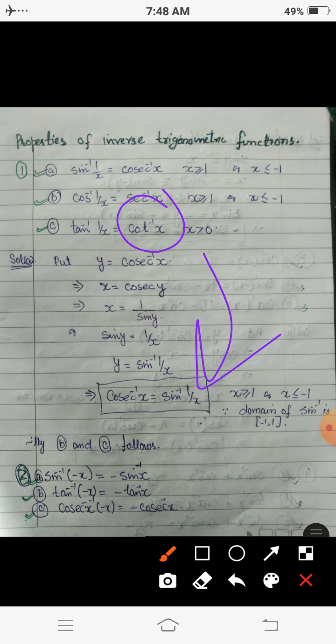Now the second property is, we have to prove that sine inverse of minus x is minus sine inverse x, tan inverse of minus x is minus tan inverse x, and cosec inverse of minus x is minus cosec inverse x.